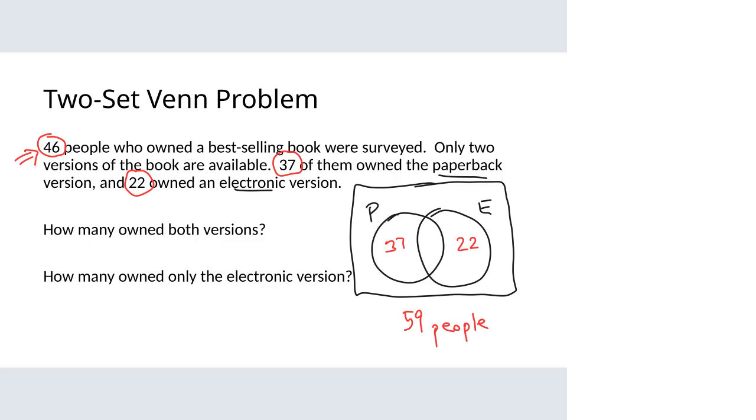Well, that's a problem. What that means is the people in here have been counted twice. What we did when we said there's 37 in the paperback circle and there's 22 in the electronic circle, the people in region 2 have been counted twice. And so instead of 46 people in my diagram, I have 59. When I look at my information, the 37 and 22, that's 59 people, but only 46 were surveyed.